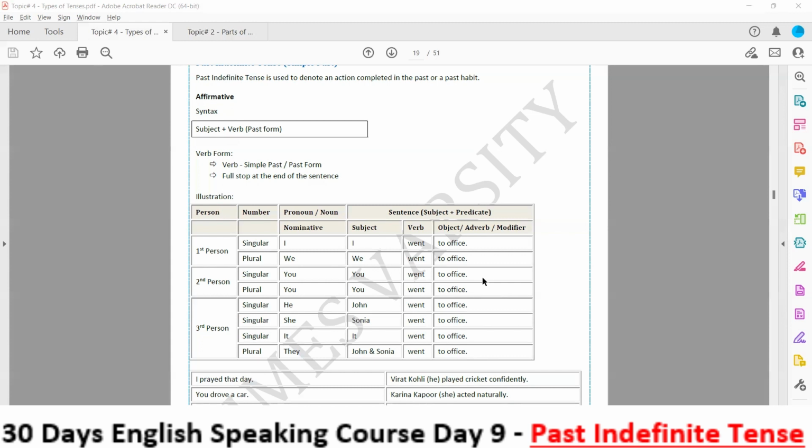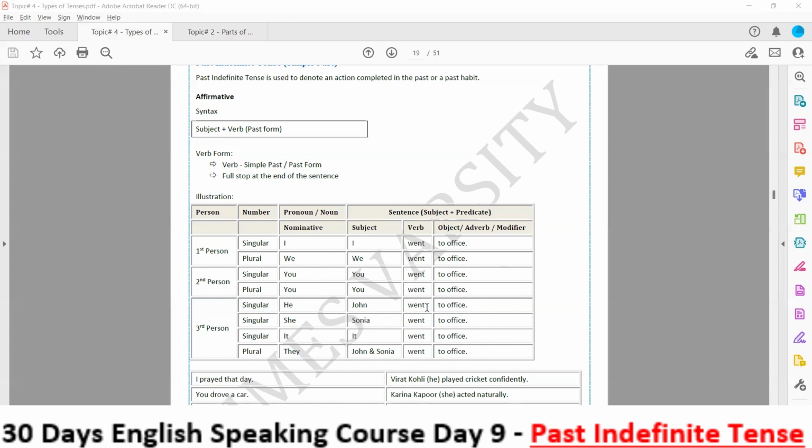Okay. Then second person plural: you went to office. Here, you can see the pronoun you is used even for singular and even for plural. It means you can address one single person or you can address multiple persons, right? And then third person singular, go ahead.